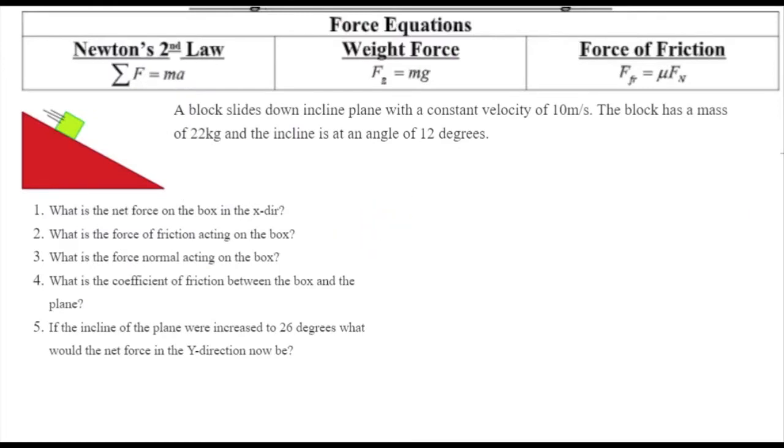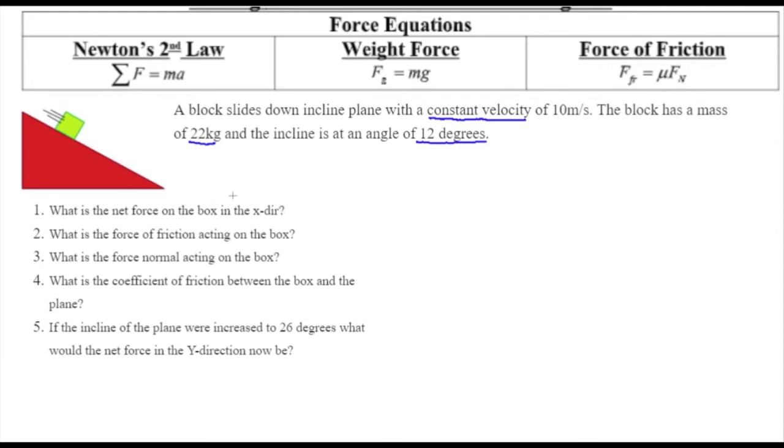Alrighty guys, back at it again with question number 2. Question number 2 says a block slides down an inclined plane with a constant velocity, interesting, of 10 meters per second. The block has a mass of 22 kilograms and the incline is at an angle of 12 degrees. So here's our box sliding down this inclined plane.